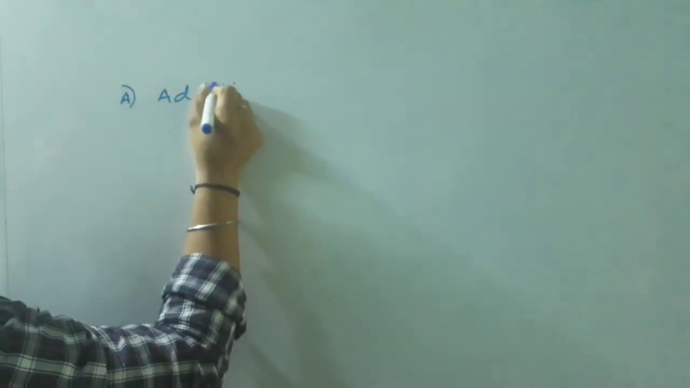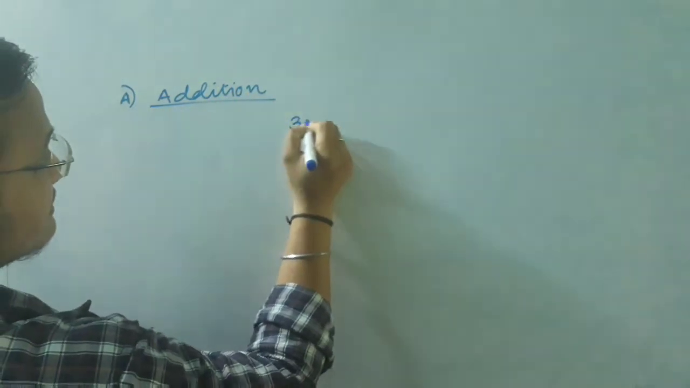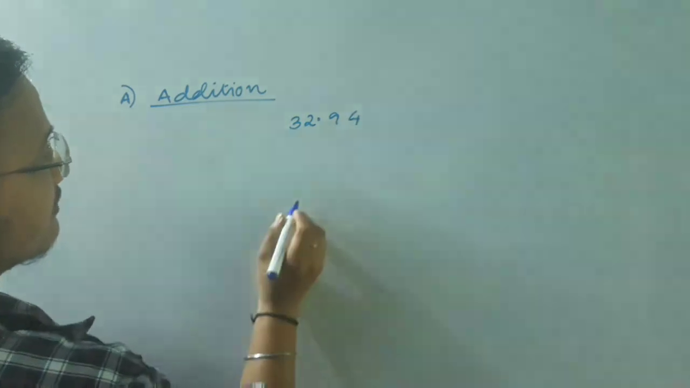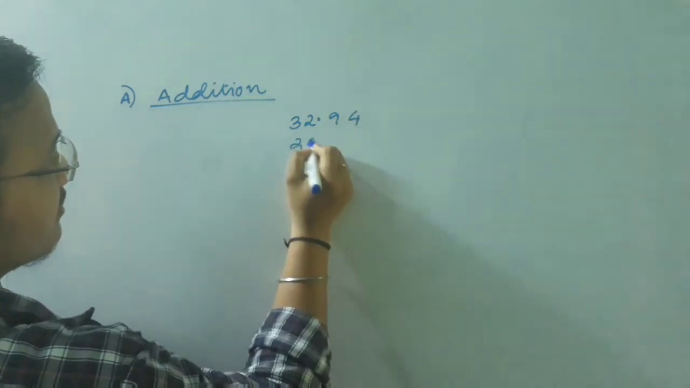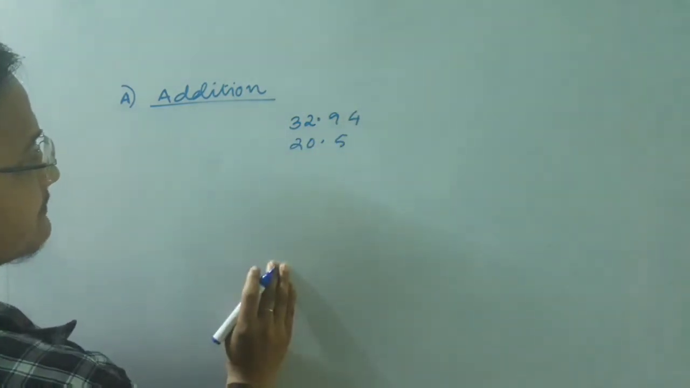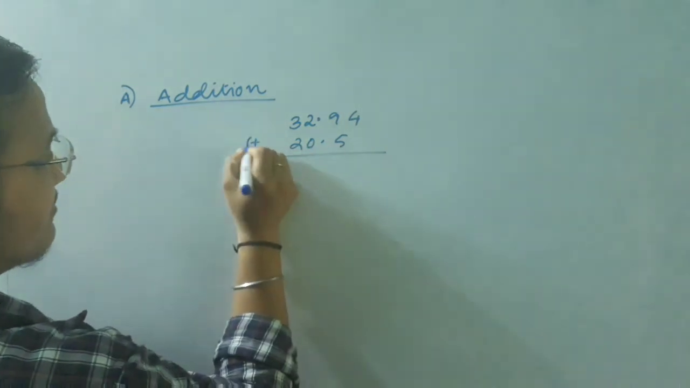Okay, say I'm talking about addition now. First consider I'm talking about addition. Say here I am having 32.94, or say I am having 20.5, right? So if I add these two numbers here, then what are the things I have to follow here?